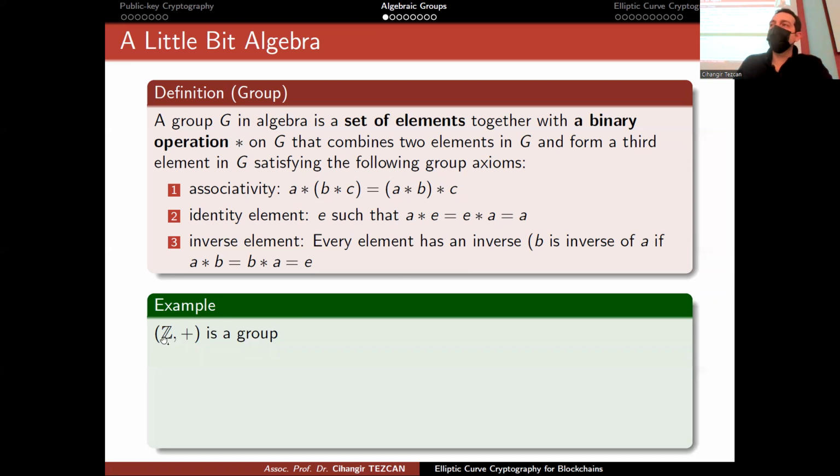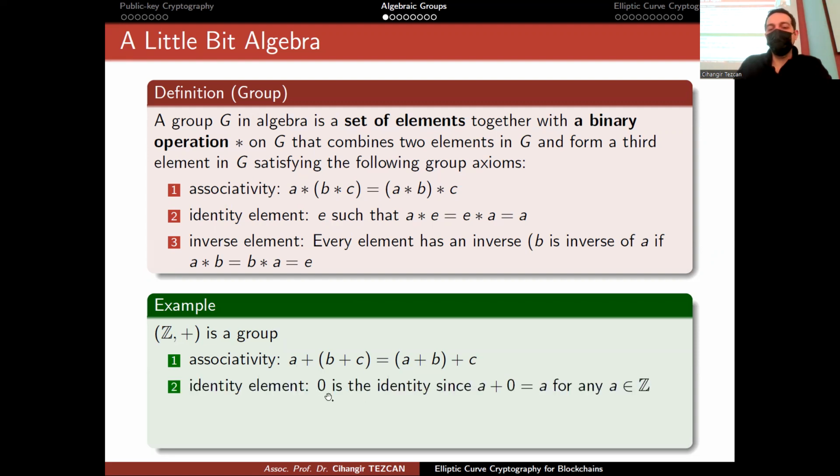The set of integers and the addition operation is actually a group. Let's check. In order to prove it, we have to check if all of these axioms are satisfied. So let's start with associativity. As you know, first summing B and C, then adding A equals first adding A to B and then C. So associativity is satisfied. Identity element is as follows. 0 is the identity element, since if you take any element A from the integers and add 0 to it, you will end up with A again. So we have an identity element here.